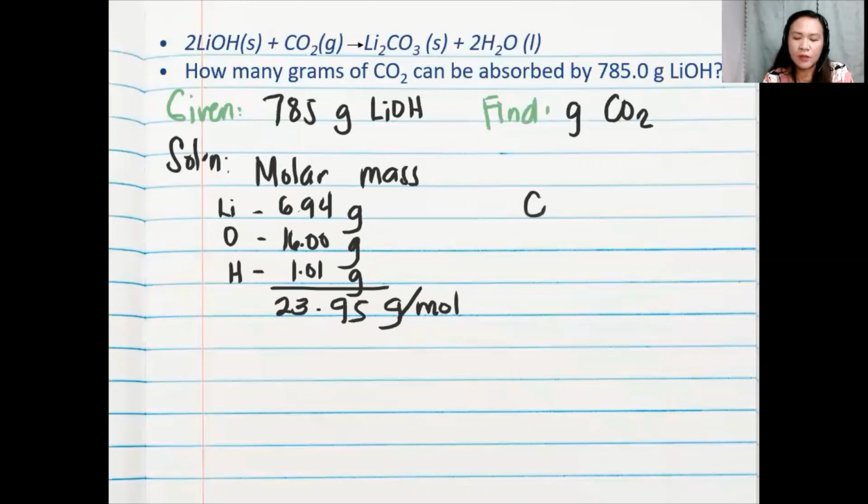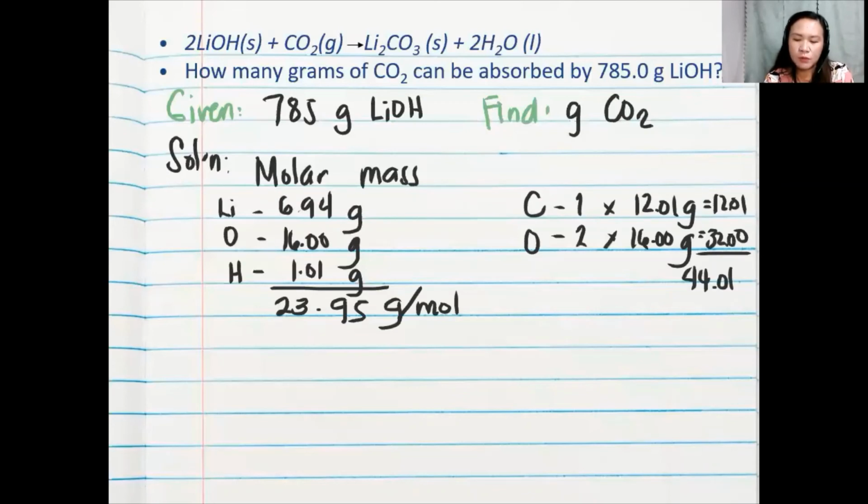Next we have carbon dioxide. For carbon dioxide, we have one atom of carbon and then two atoms of oxygen. For carbon, the mass is 12.01 grams. For oxygen, it's 16.0 grams. And so we get 12.01, and this is 32 grams. So for carbon dioxide, that's 44.01 grams per mole. Okay, next let's solve the problem.